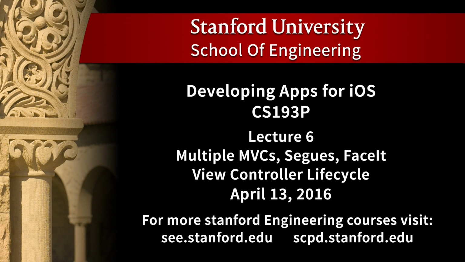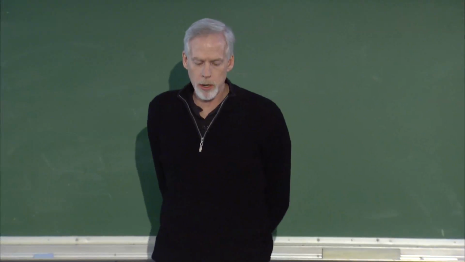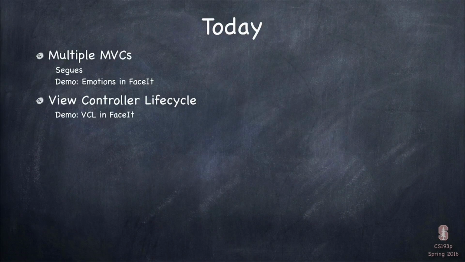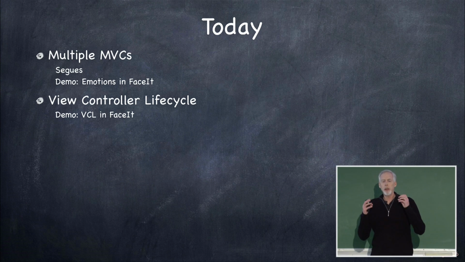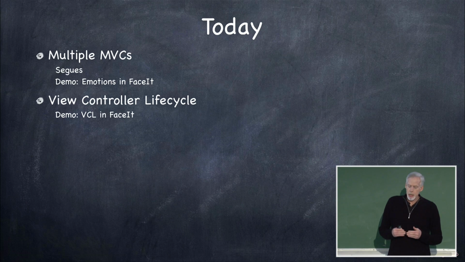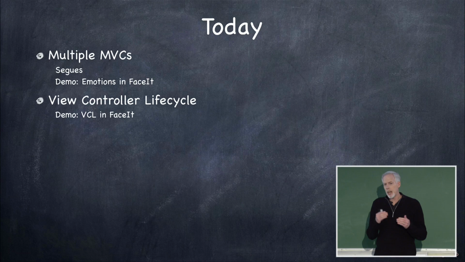Okay, well, this is lecture 6 of Stanford CS193P, spring of 2016. And today we're going to dive in more to this topic of multiple MVCs. If you remember last lecture, I talked a little bit about multiple MVCs and how we can combine them with tab bars, split view controllers, and navigation controllers. And we showed a little bit how to wire them up. Well, today I'm going to talk about how we transition between them.